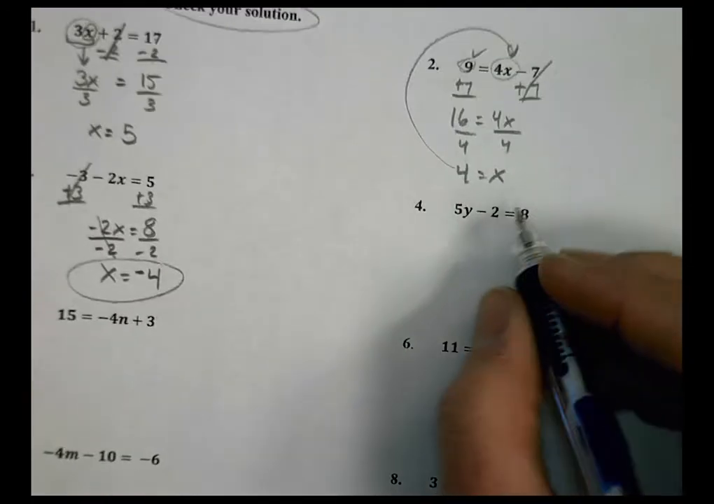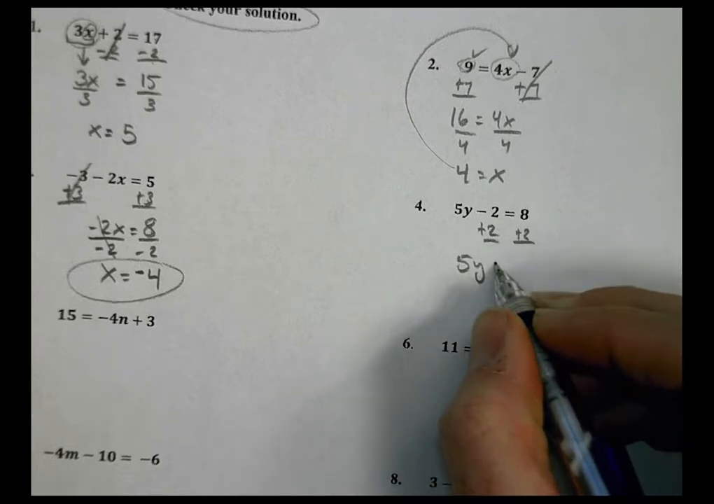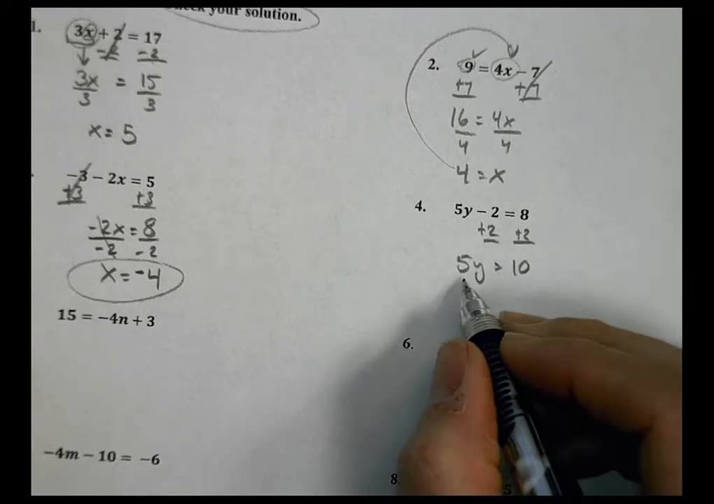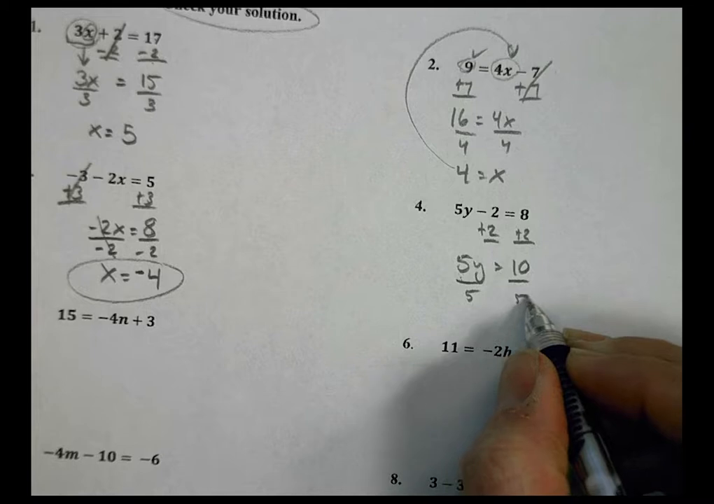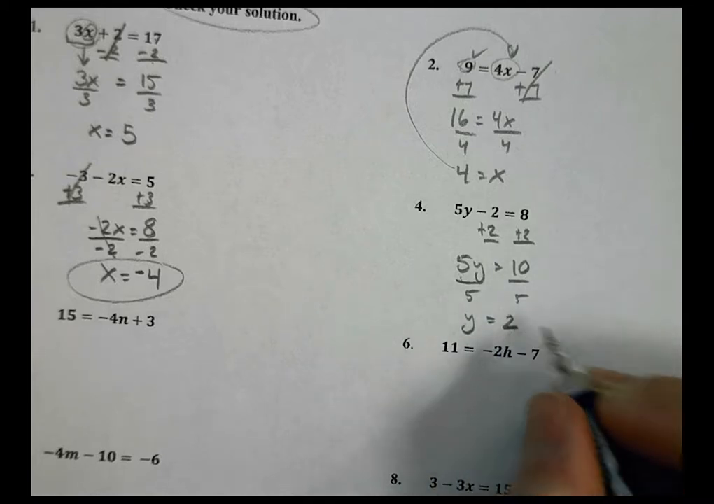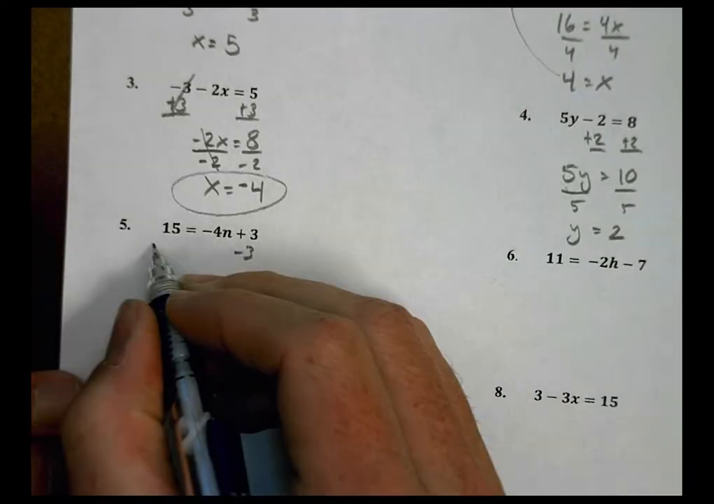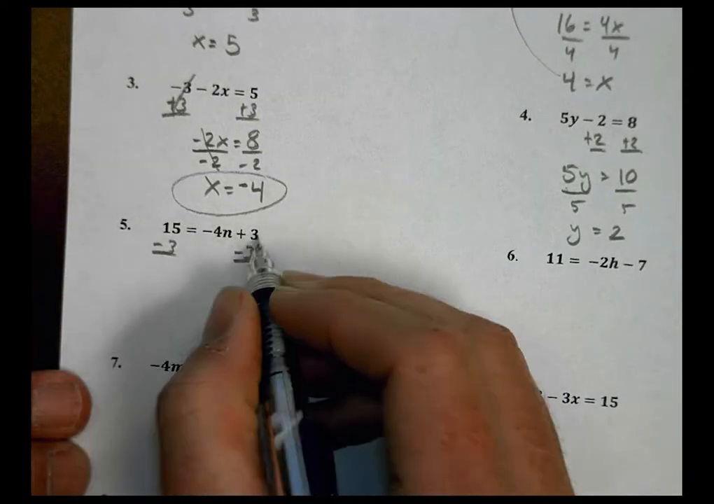For number 2, we're going to add 2 to both sides. So we have 5y equals 10. Now to get the y by itself, we divide both sides by 5, so that y equals 10 divided by 5 is 2. Number 15, we're going to subtract 3, that goes away.